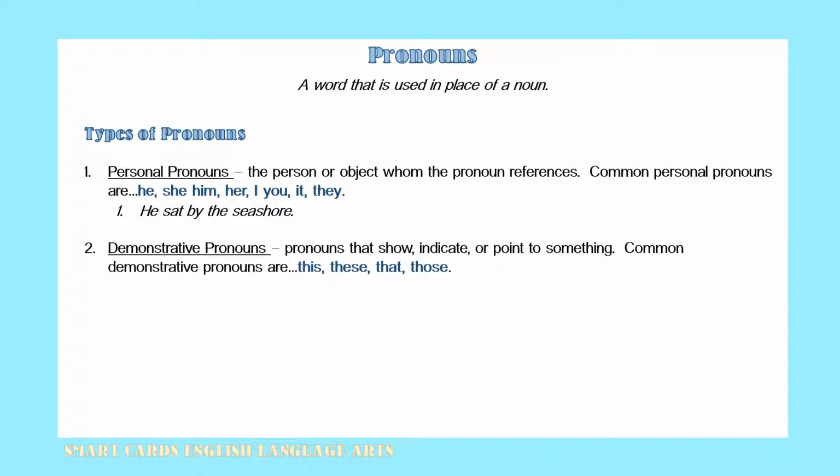We have demonstrative pronouns, which are pronouns that show or indicate something. For instance, these are too small. In this example, the word these is pointing to something or showing something, which makes it a demonstrative pronoun.